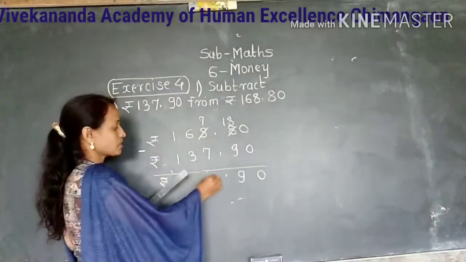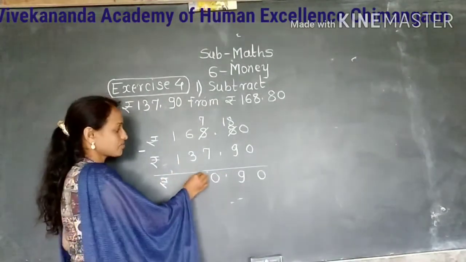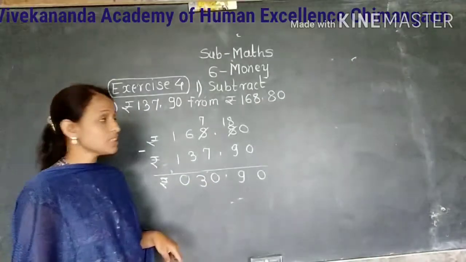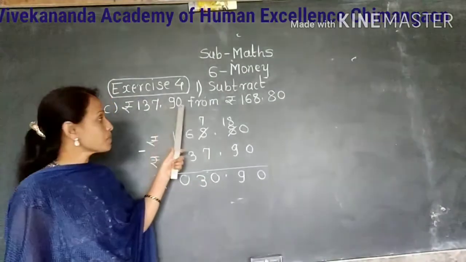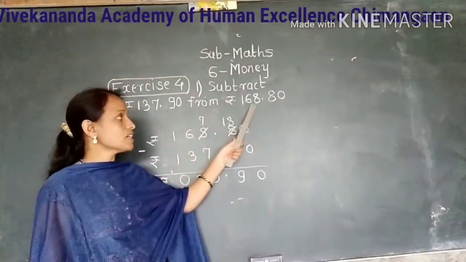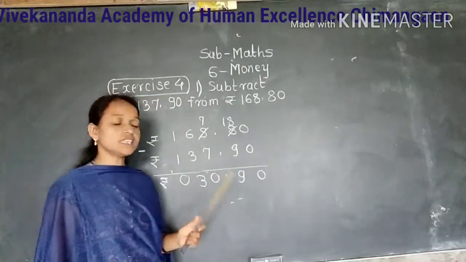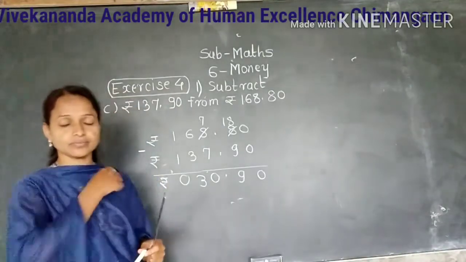7 minus 7, 0. 6 minus 3, 3. And 1 minus 1, 0. So in this way, by subtracting 137 rupees 90 paise from 168 rupees 80 paise, we get here 30 rupees 90 paise. Okay.